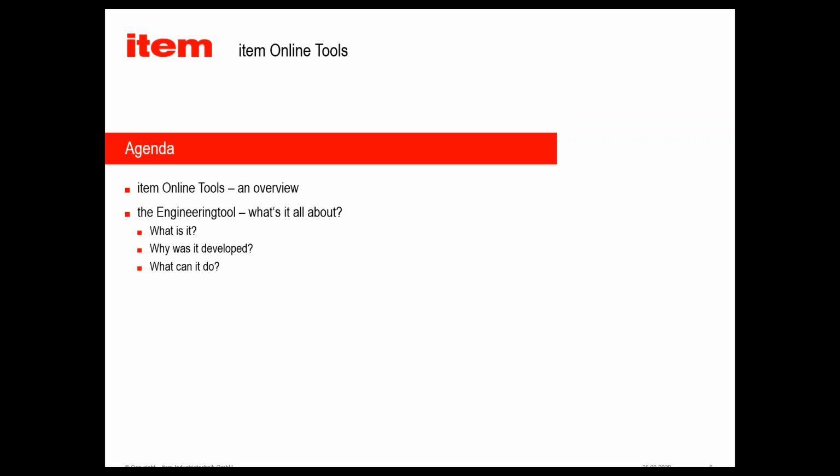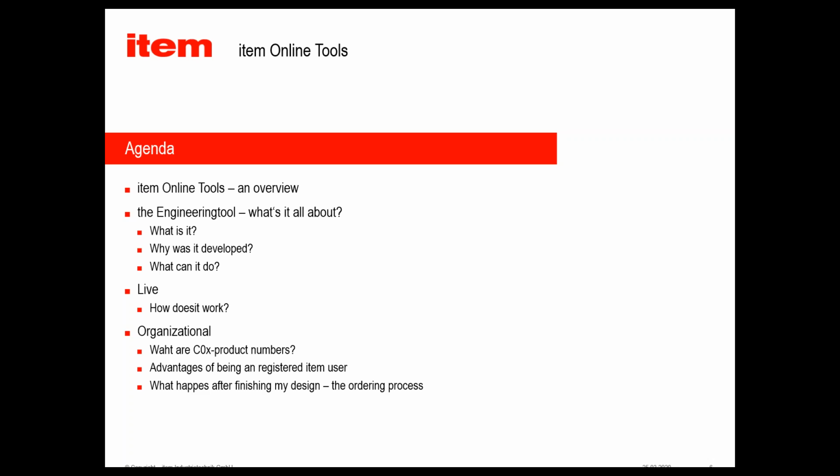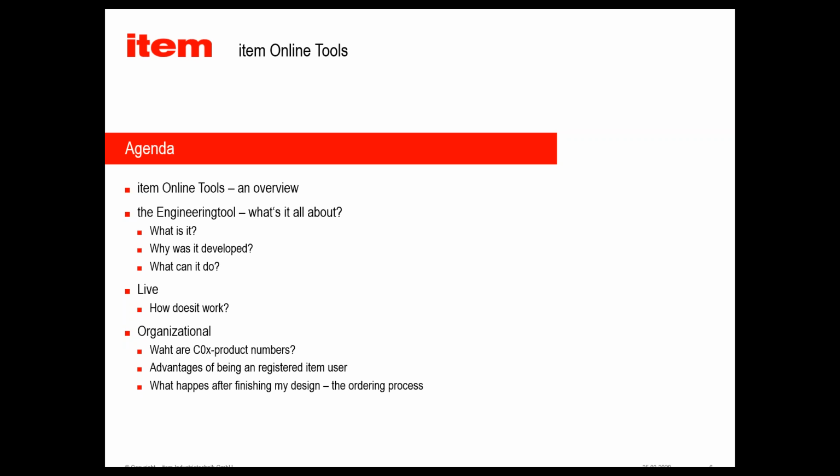So what's our agenda for today? We will spend roughly about 1 hour together, maybe a little bit less, maybe a little bit more. We will talk about the item online tools: what is it, what is it about? The engineering tool: what is this engineering tool which you are interested in? Then I will show you in our live part how it works and what you can do with the engineering tool. We will talk about some organizational questions, and we will finish with some questions and answers in the end.